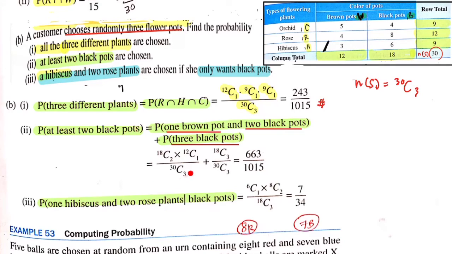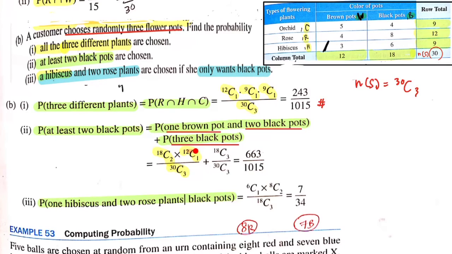Let's see case 1 first. 1 brown pots, 2 black pots. Let's see total for brown pots is 12. So it is 12C1. Total for black pots is 18. So you want to choose 2 black pots. So it is 18C2. Multiply both of them and divide by number of sample space, which is 30C3. That is for the first case.